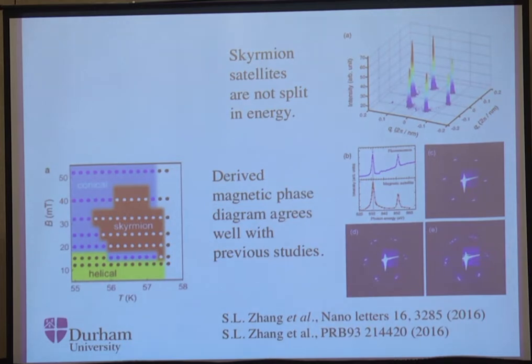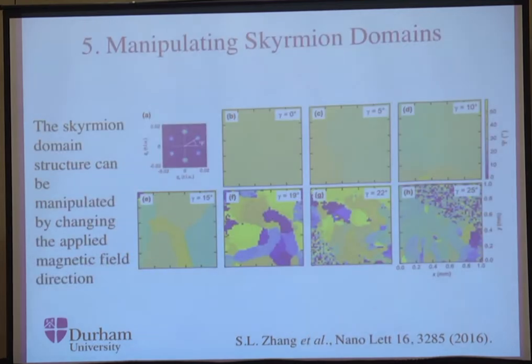And here are the 6-fold satellites surrounding the 100 Bragg peak. And we found these were all singlets in energy as well as in angle. And we could get 1 or 2 or 3 satellites, depending on the number of domains we had. And we were able to map out the phase diagram of the Skyrmion phase, which agreed with other studies. So you can image the Skyrmion domains. You can also manipulate them by actually changing the angle of the applied magnetic field to the sample.